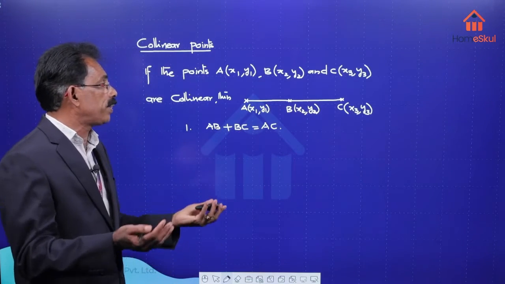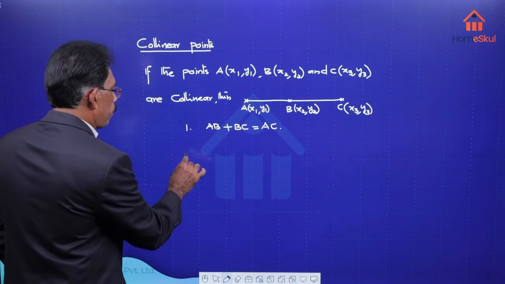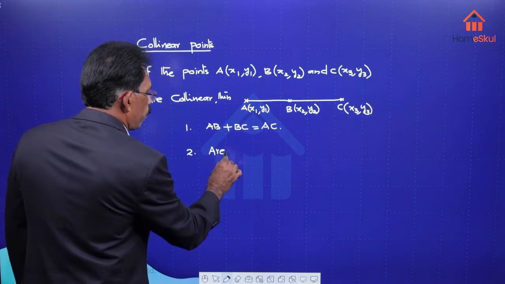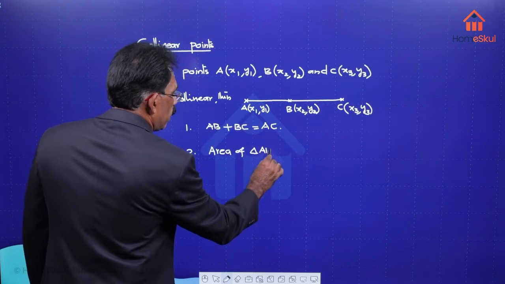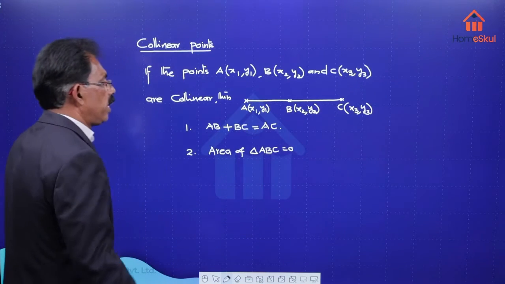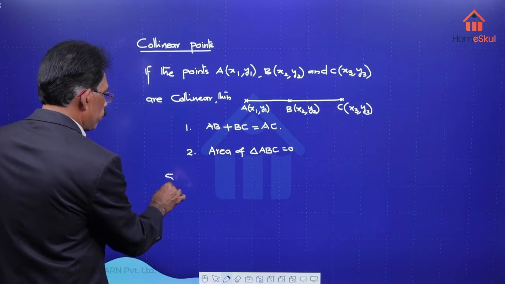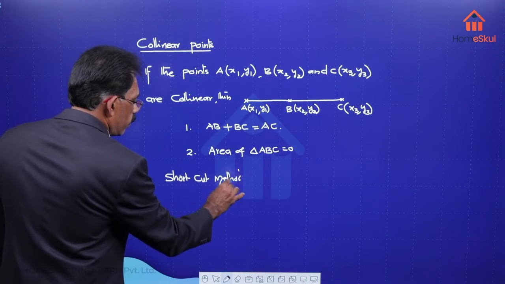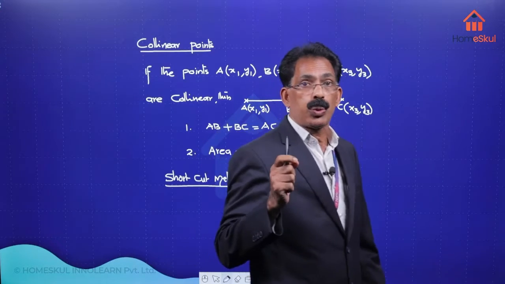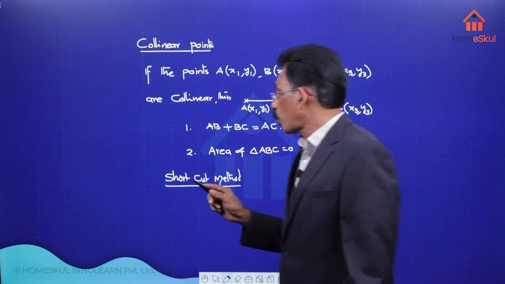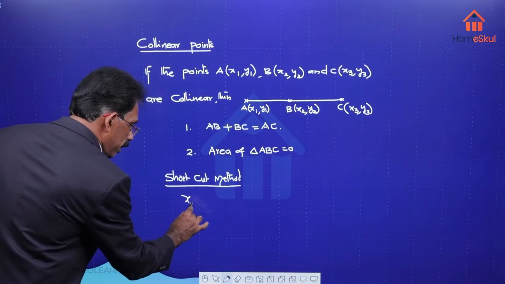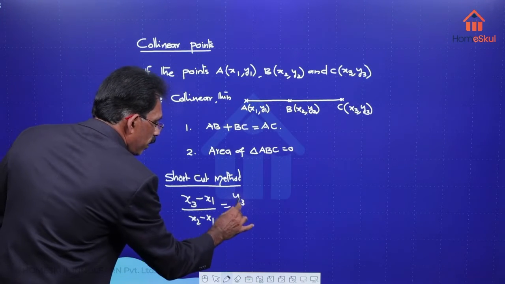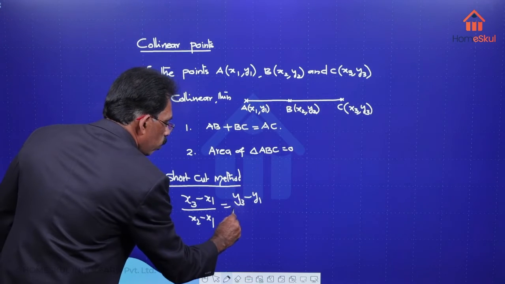The other method is that the area of the triangle formed by ABC is 0. Unfortunately, this year that portion was deleted. Area of triangle ABC equals 0 is the condition for the points to be collinear. The shortcut method: if the points (x1, y1), (x2, y2) and (x3, y3) are collinear, we can say, everybody listen here, (x3 minus x1) divided by (x2 minus x1) equals (y3 minus y1) divided by (y2 minus y1).